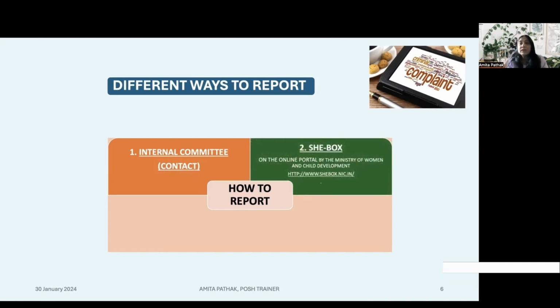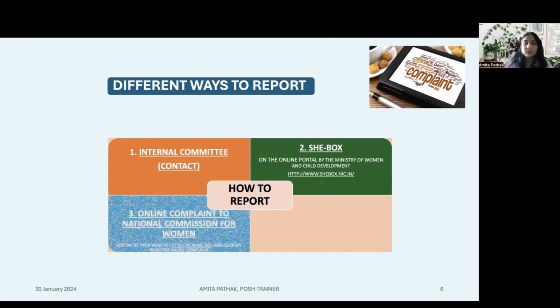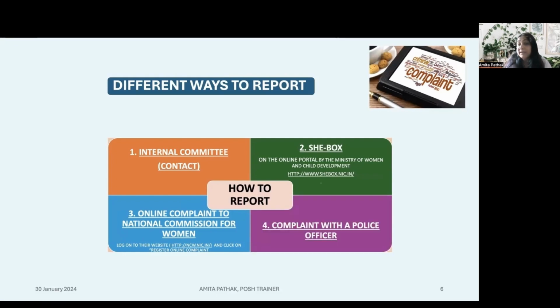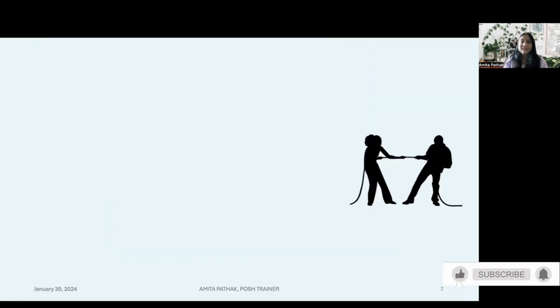SHe-Box. This is an online portal by the Ministry of Women and Child Development. There is a website, shebox.nic.in. So female employees can also raise a complaint using the SHe-Box. Online complaint to the National Commission for Women: you can log into their website and click on register online complaint. Or a complaint with a police officer. So these are the different ways women can raise a complaint in case of sexual harassment.